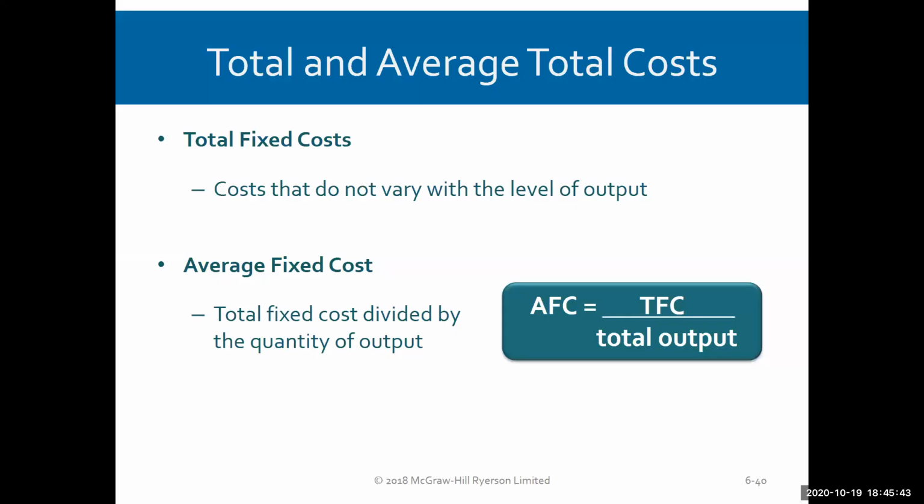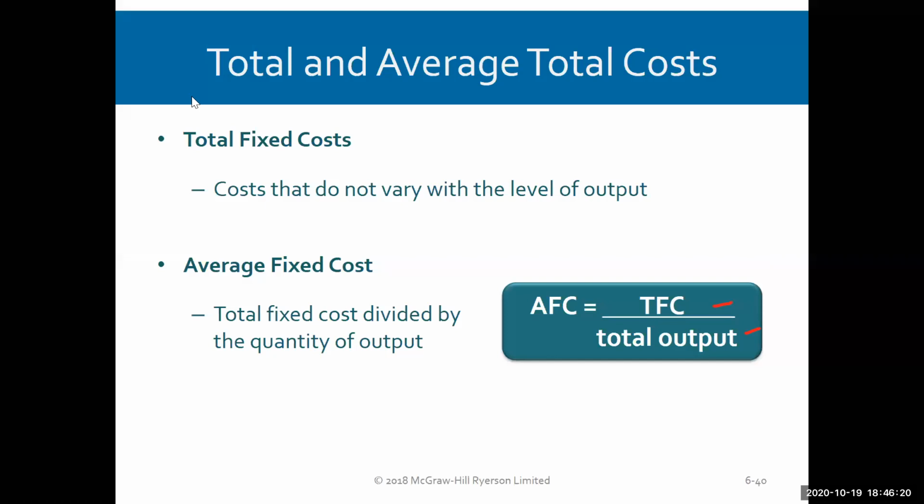So this is fairly straightforward, these costs that we look at. We defined total variable costs previously, so now we define total fixed costs as costs that do not vary with the level of output. They stay fixed no matter how much we're producing. So we'll get some good examples of those. And then we also have average fixed costs, and we get at it by just dividing by the quantity of output. So our average fixed cost is just equal to the total fixed cost divided by the total output. That gives us our average fixed cost.